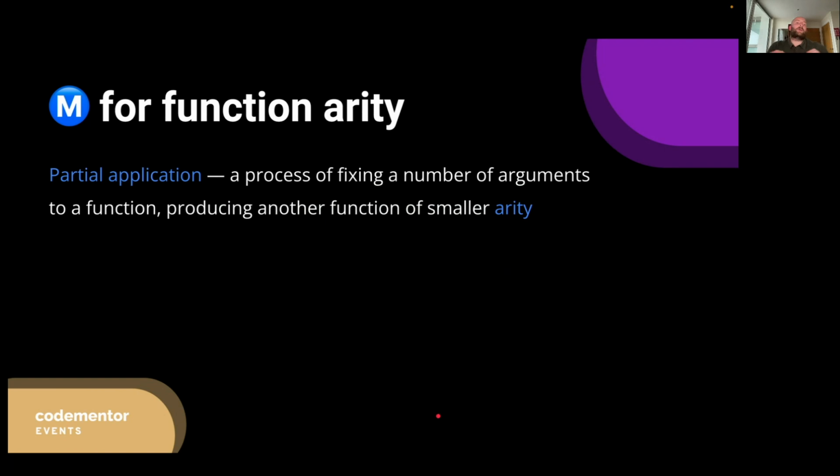Now, you can also use metaprogramming for times when you deal with a family of functions that look really similar to one another, and the difference is only in the number of parameters. So let me be concrete here. I'll give you an example. It's called partial application, a process of fixing a number of arguments to a function, producing another function of smaller arity. Arity is basically the number of arguments that a function takes. Let me give you an example.